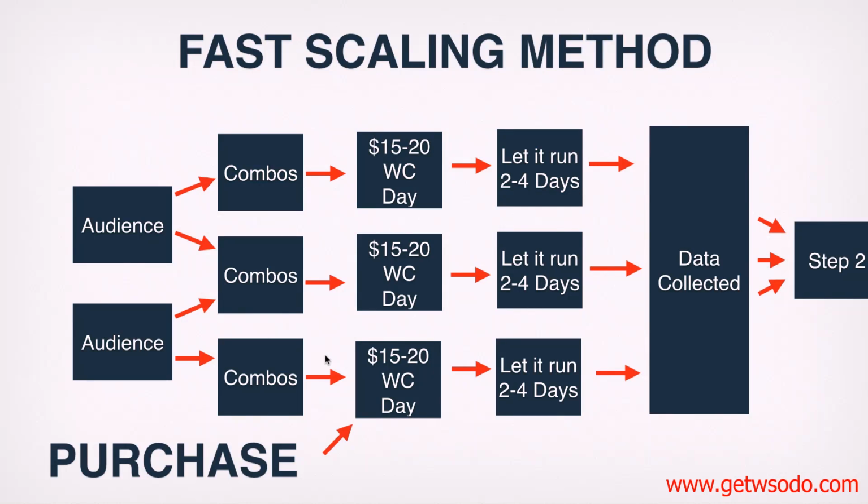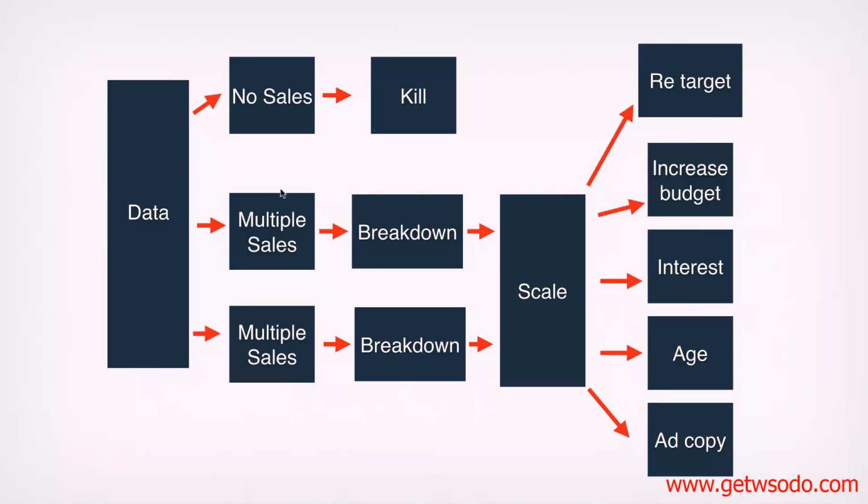So I just want to run through this method as well. You're going to start to figure out your own methods when you start doing Facebook. So this is method 2. Just go straight to website conversion, 15, 20 bucks a day. I'm going to let it run on Purchase Pixel, and then I'm going to look at the data, start analyzing, see which ones to cut and kill, see which ones to do breakdowns on, scale up, mess with the ages, mess with the interest, mess with the ad copy, increase the budgets, and start doing retargeting.